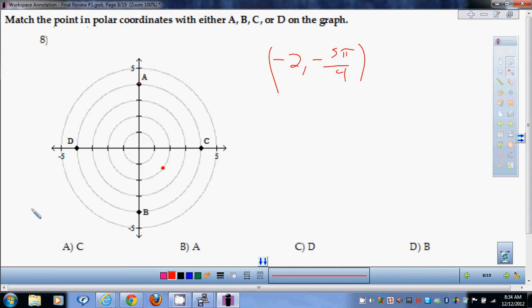Questions on that problem? There will be a polar coordinate question on there somehow or some way.